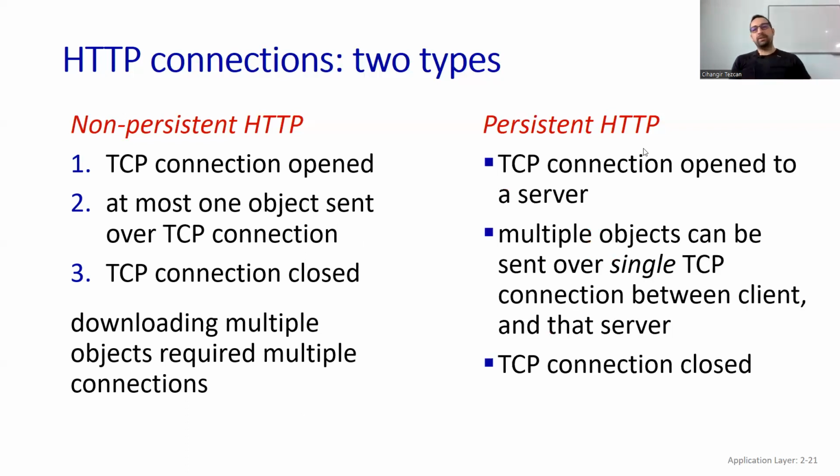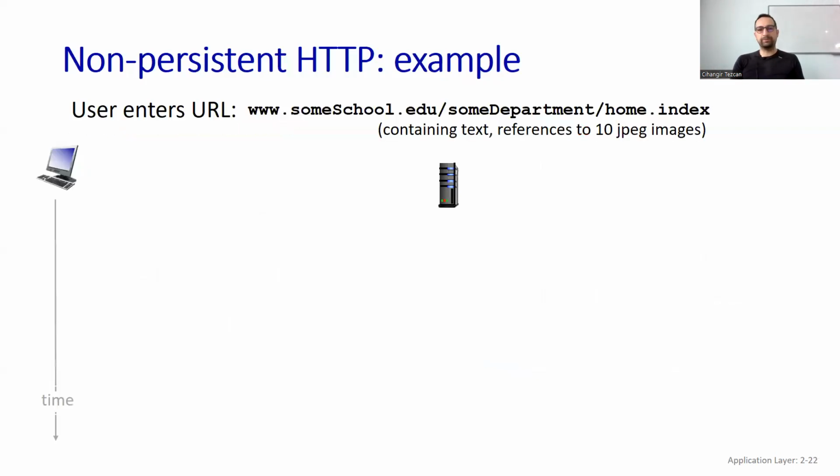In persistent HTTP, the TCP connection is opened to a server, and multiple objects can be sent over a single TCP connection between the client and that server. Then the TCP connection is closed. So the TCP connection remains open until you request all of this data. But maybe there is an attack, where someone creates a TCP connection and does not want to close it. So there's a timeout at the server side that you can configure yourself. Keeping it too long might make denial of service attacks easier. So let's look at the non-persistent HTTP example. In this example, we visit a web page.